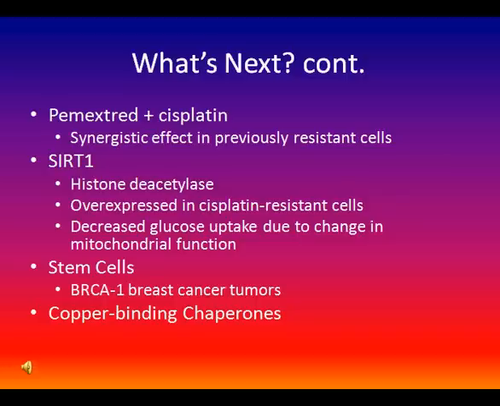Finally, copper-1 binding chaperone proteins such as ATOX1, ATP7A, and ATP7E have been shown to play a role in cisplatin resistance. In a study done by Northwestern University, researchers used crystallography to examine the dimers between cisplatin and the ATOX1 protein, and helped prove that cisplatin is rendered inactive when bound to the copper-1 binding site on the chaperone.